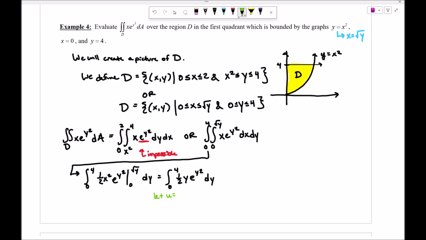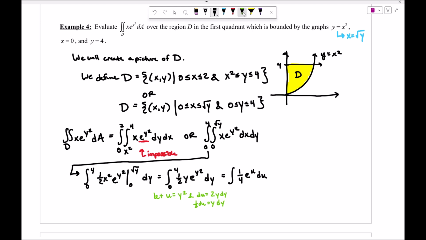So I'll let u be equal to y^2. Then du is going to be equal to, let's see, 2y dy. Or I could rewrite that as 1/2 du is equal to y dy. So this would allow me to complete a nice substitution here. I think if I did this, I'd have a 1/4, one 1/2 from here, and another 1/2 from the du substitution that's coming. And then I'd have e^u du.